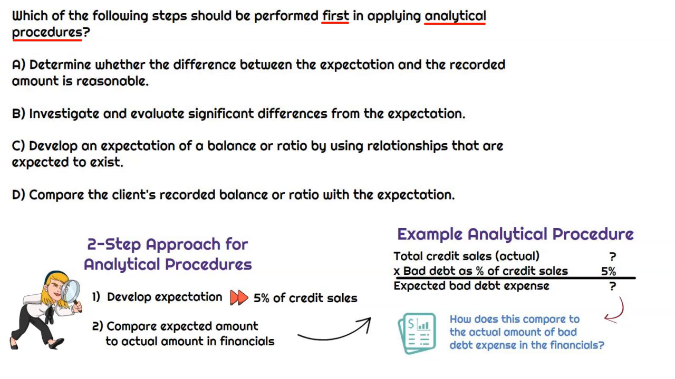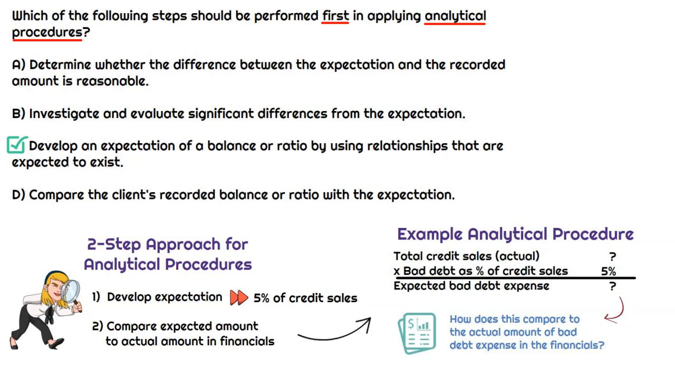But what's the first thing we did, which is what this question is asking on? We developed our expectation of what the balance should be. We have to do that before we can actually do or perform the analytical comparison. Without that expectation, it's just a worthless procedure, right? So the correct answer is going to be develop an expectation of a balance or ratio by using relationships that are expected to exist.